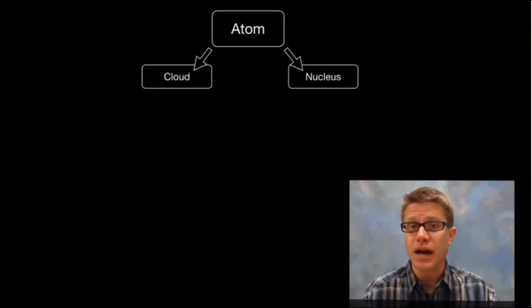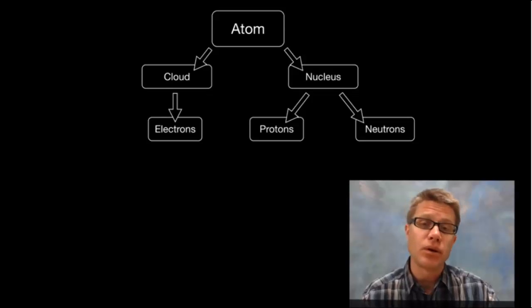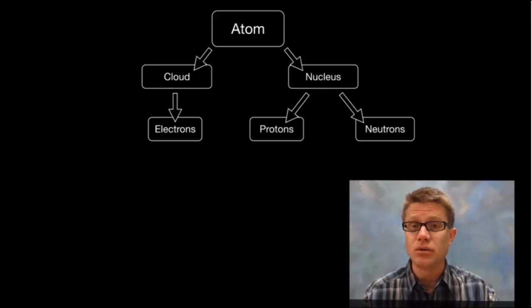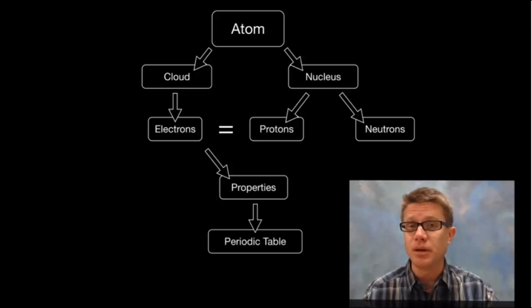So we now had the cloud that had the electrons in it, and then the nucleus. And so we found these negative electrons in the cloud, and then protons and neutrons were found in the nucleus. And in a neutral atom, the number of protons and electrons are going to be equal. And the electrons tell us a lot about the properties of that atom. In fact, the whole periodic table is built on the electrons. Electrons especially we have in these outer levels.